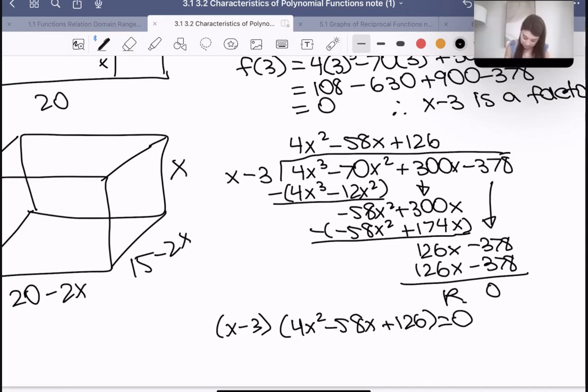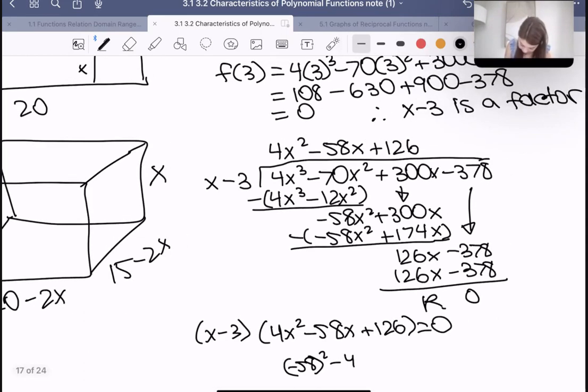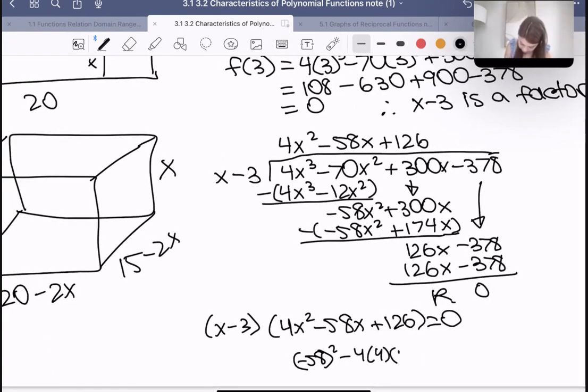So let's see. 58 squared minus 4 times 4 times 126. Well, what's that going to be? Let's see. 58 times 58 is 3364, and then 4 times 4 times 126 is 2016. Okay, so this is further factorable. We are able to factor this further.